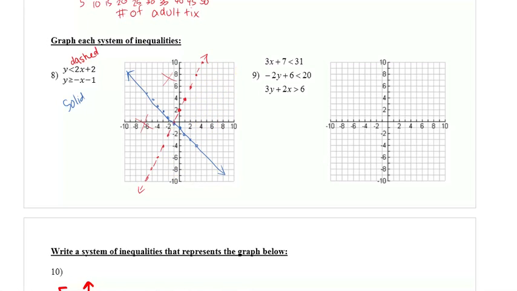For our other inequality, the blue one, we wanted greater than it. So in terms of our blue line, we want things above it. Okay, so if we have a choice of above or below, we're going to choose the one that's above it. So that's the part we would shade.